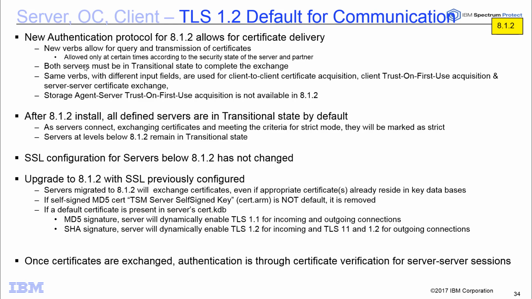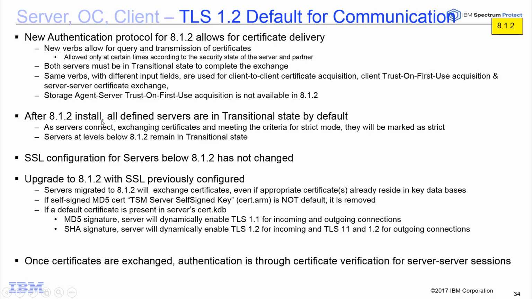Now, in order for an exchange of certificates to occur, both of those entities have to currently be in the transitional state. We use basically the same verbs for the communication protocol, but just with slightly different input fields for our client-to-client, as well as our trust on first use that we use with Operations Center, as well as our server-to-server certificate exchange. So depending upon the different type of entities that are connecting into each other, those verbs will be slightly different. Once again, if you do have storage agents out there, you will need to manually set them because as of 8.1.2, we don't automate that procedure.